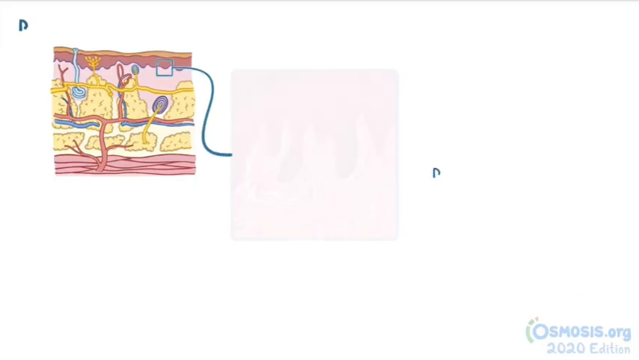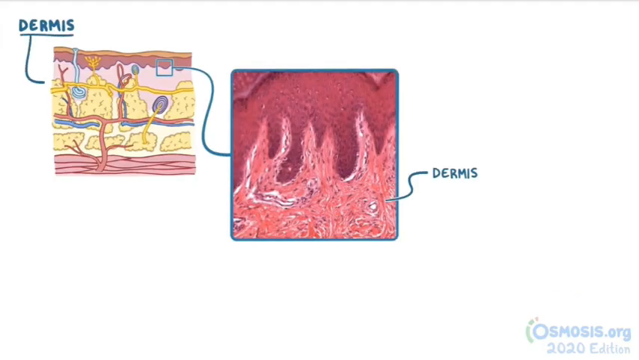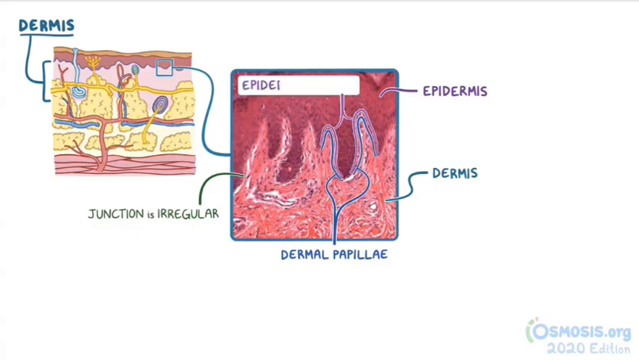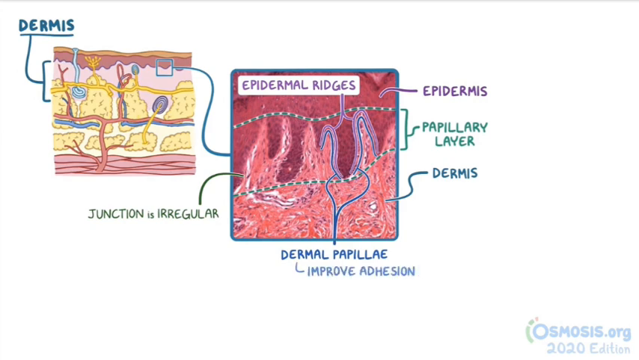All right, let's move on to the dermis, or dermal layer that sits below the epidermis. The junction between the two layers is irregular, forming many projections of the dermal layer called dermal papillae. The corresponding invaginations of the epidermal layer are called epidermal ridges, and the combination of the papillae and ridges is referred to as the papillary layer of the dermis. The dermal papillae help improve adhesion between the epidermal and dermal layers.